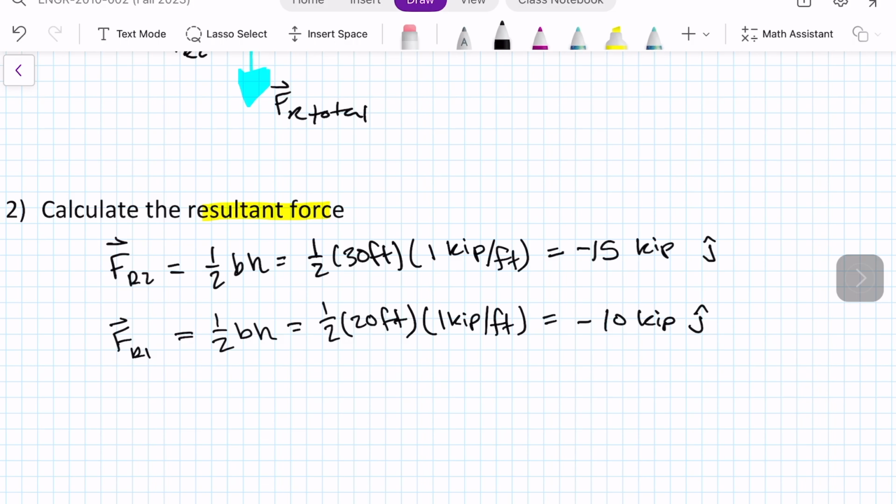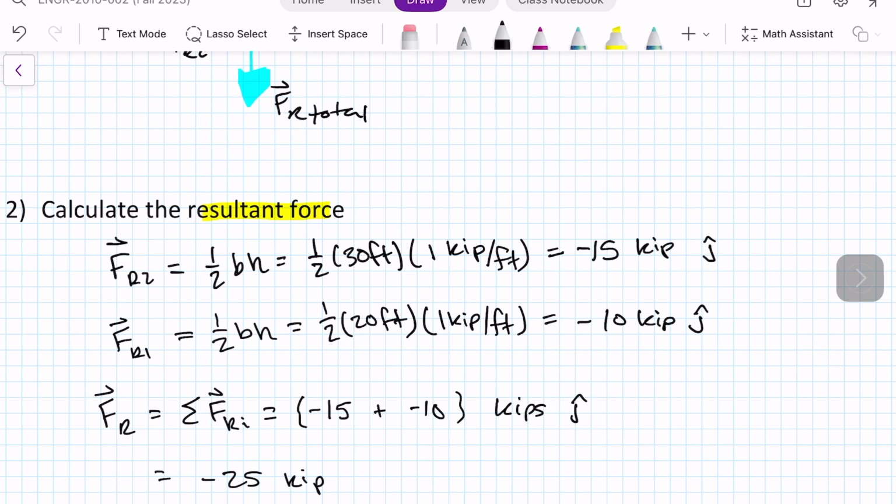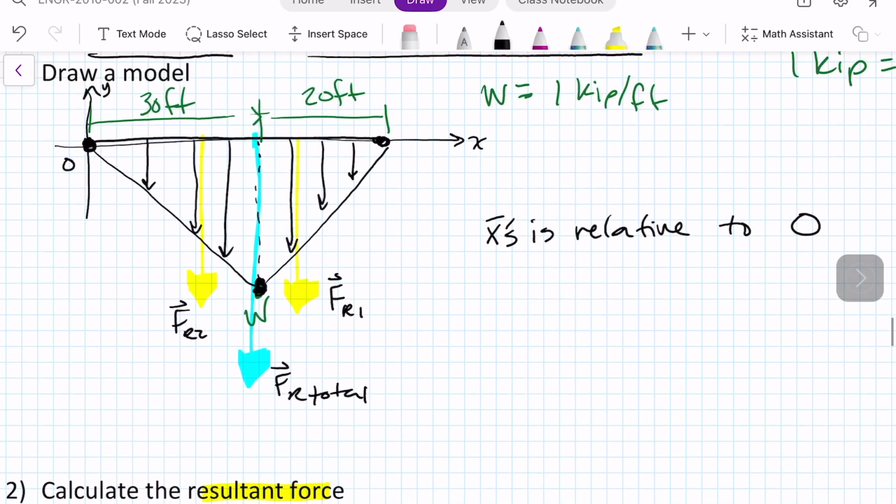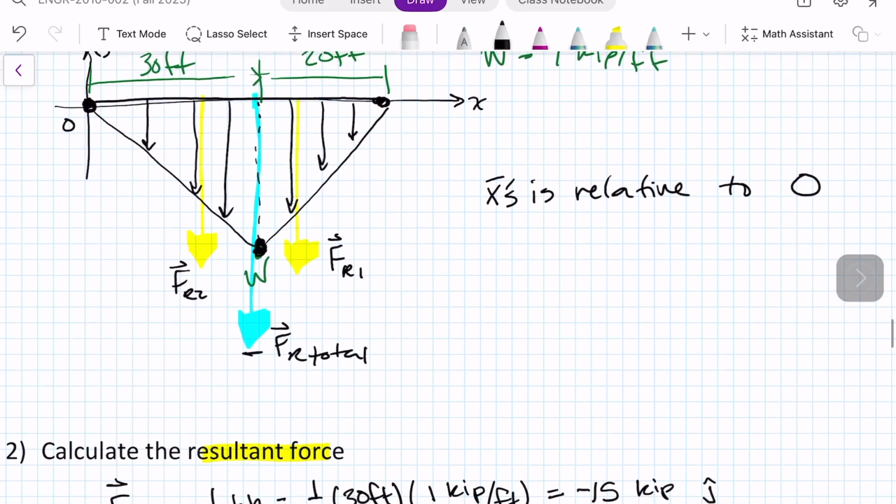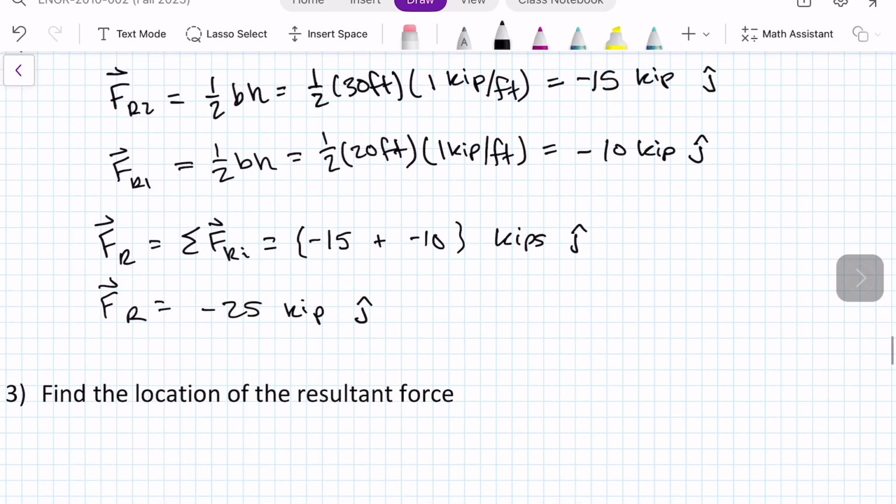Okay, so that's cool. Now we want to find the total resultant force. So FR is equal to the sum of the resultant forces from each shape. That one here is going to be our negative 15 plus our negative 10, and this is all in kips and in the J direction. So that will equal negative 25 kips in the J direction. This is the total resultant force due to both of these distributed loads, so this blue guy right here. Again, negative because it is going down.